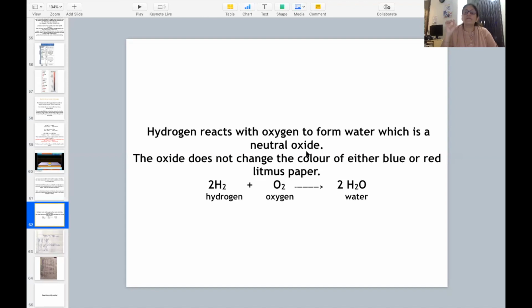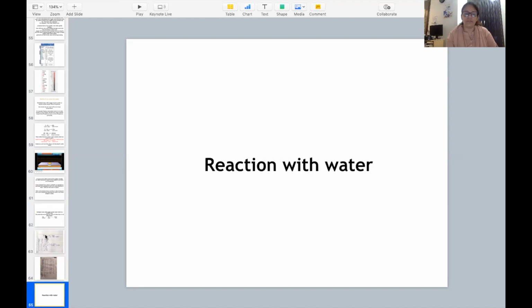Earlier we discussed the metal oxides. Iron rust is a neutral oxide. So here again, water is a neutral oxide. So this was all about the non-metals reacting with oxygen. Next, we will be discussing the reaction with water.